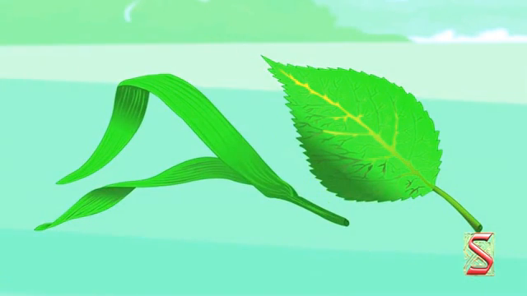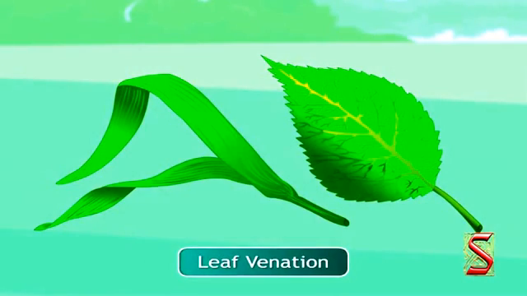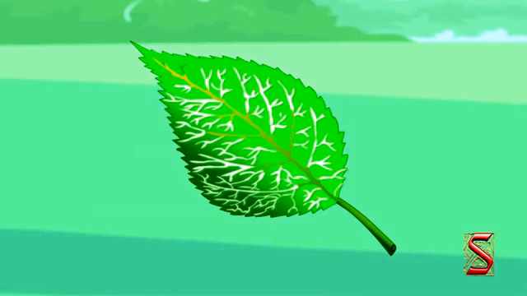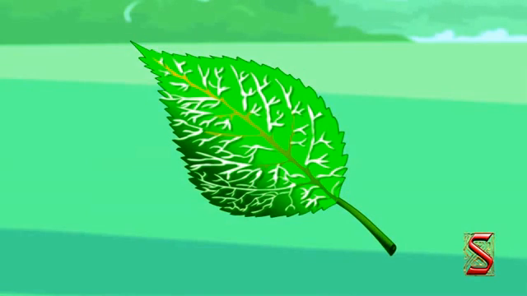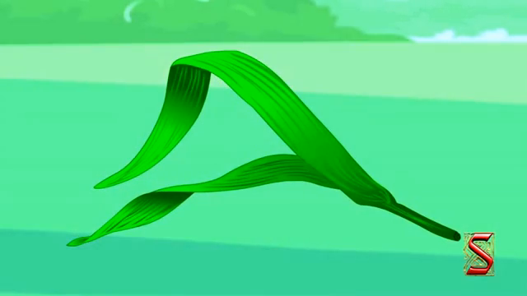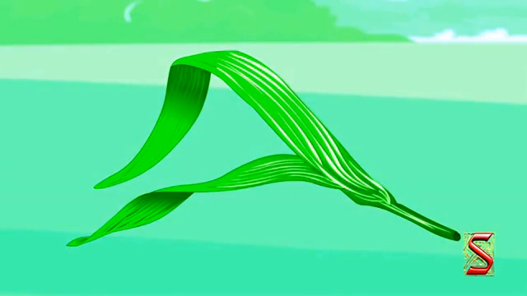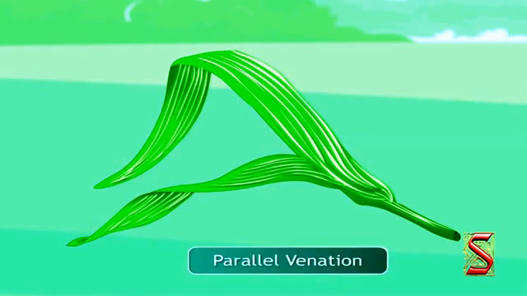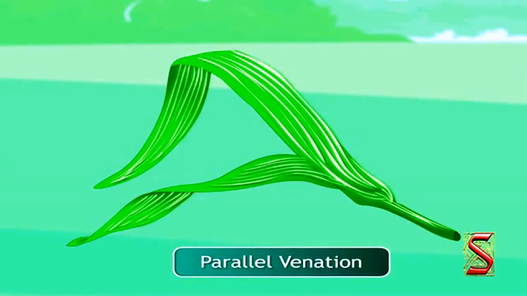Different types of leaves have different arrangements of veins. This is known as leaf venation. If the veins make a net-like structure on both the sides of the midrib, it is called reticulated venation. In some plants, the veins are arranged parallel to one another. It is known as parallel venation.